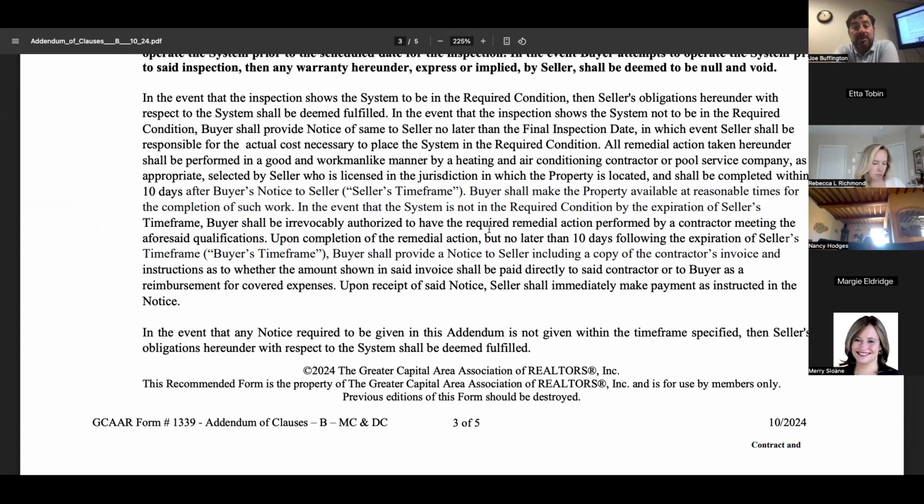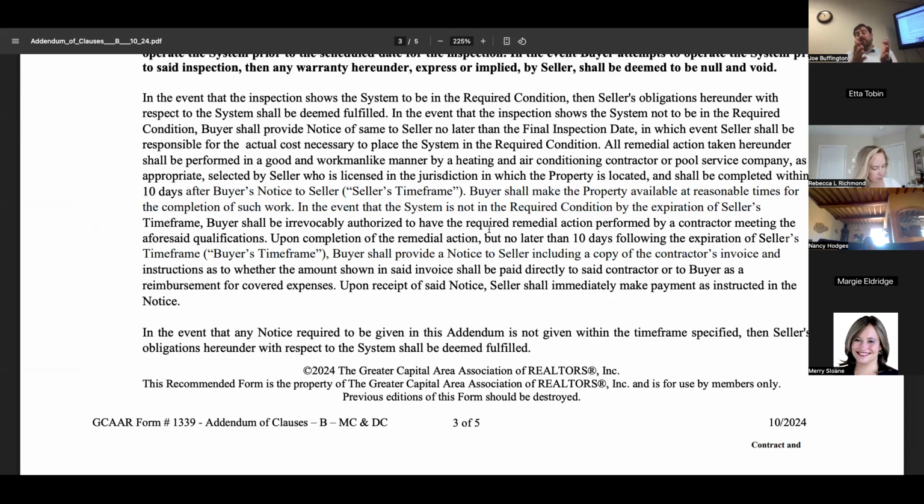In the event the inspections show the system is not in the required condition, buyer shall provide notice to the seller no later than the inspection date. So they have to get the notice to the seller by the 31st as well. In which event the seller will be responsible for the actual cost to replace the system in the required condition. All remedial action taken hereunder shall be performed in a good and workmanlike manner, by a contractor selected by the seller and licensed in the jurisdiction where the property is located, and shall be completed within 10 days after buyer's notice to seller.